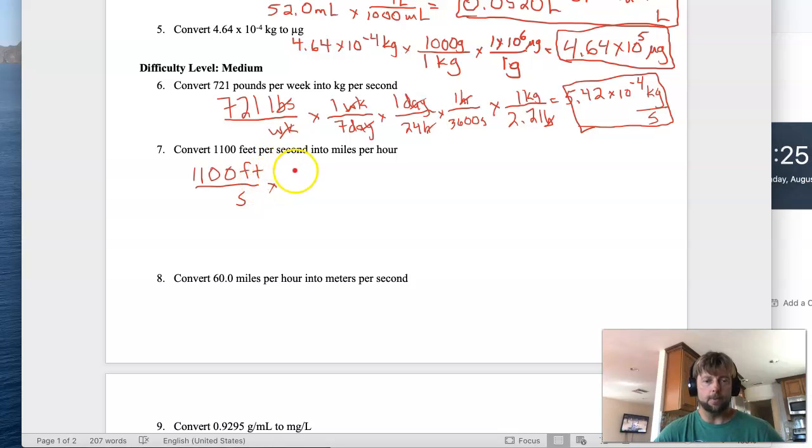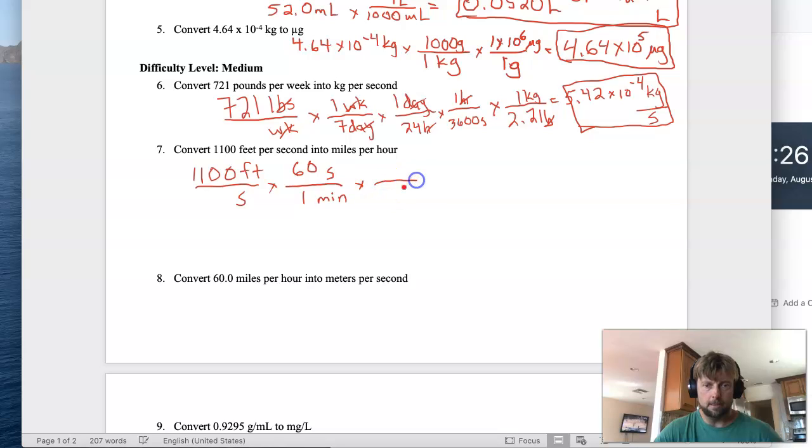Now we have to decide which unit we're going to cancel off first, and it really doesn't matter. I'm going to choose the seconds, and to change seconds into a different unit, I'm going to put seconds on top here, and I'm going to put minutes on the bottom. You could put hours if you know how many seconds are in an hour, but for this one I'm going to do 60 seconds in 1 minute.